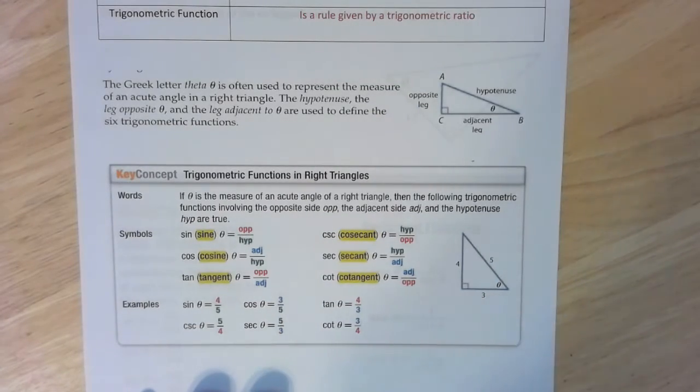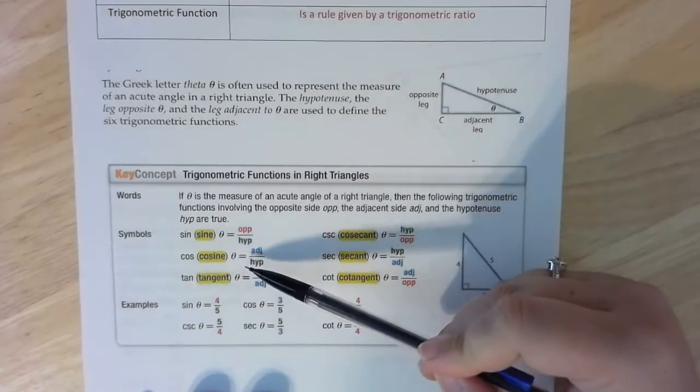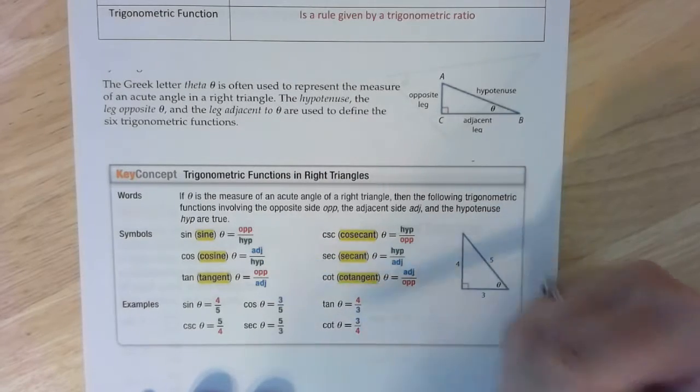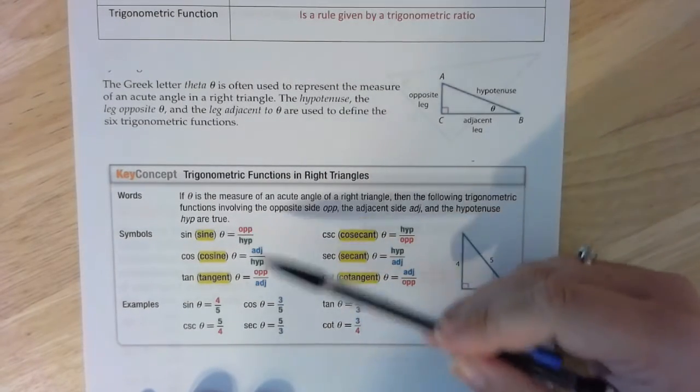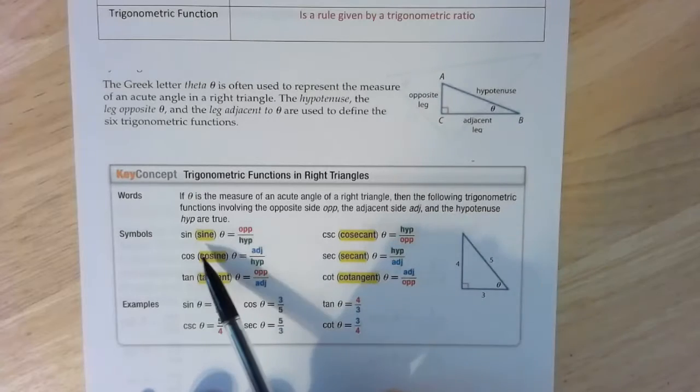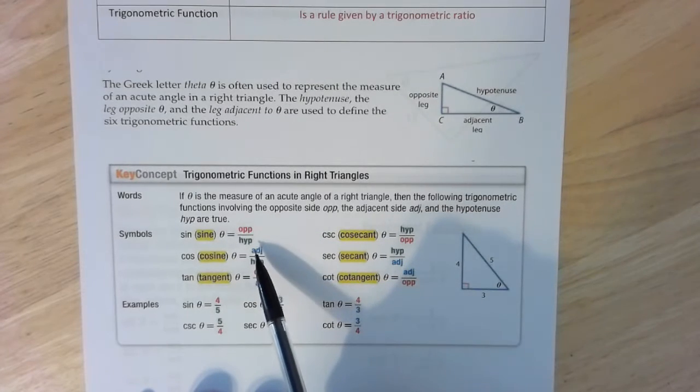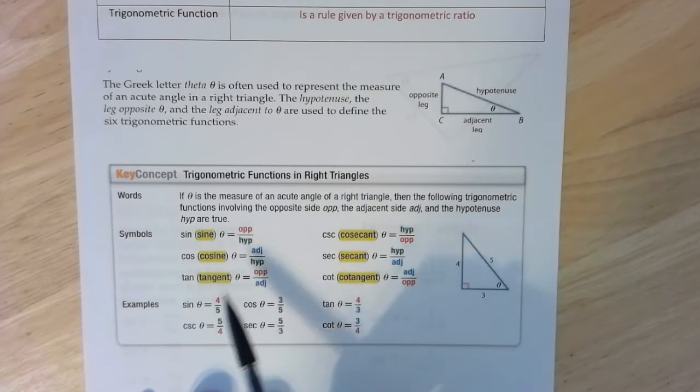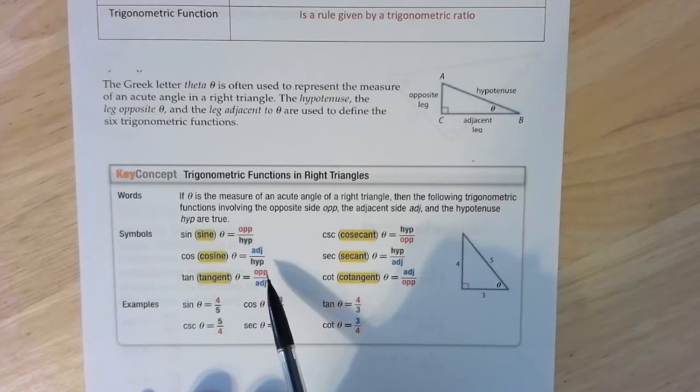I'm going to assume you learned sine, cosine, tangent. You learned SOHCAHTOA to go along with it to help you remember them. All right, sine is opposite over hypotenuse. Cosine is adjacent over hypotenuse. Tangent is opposite over adjacent.